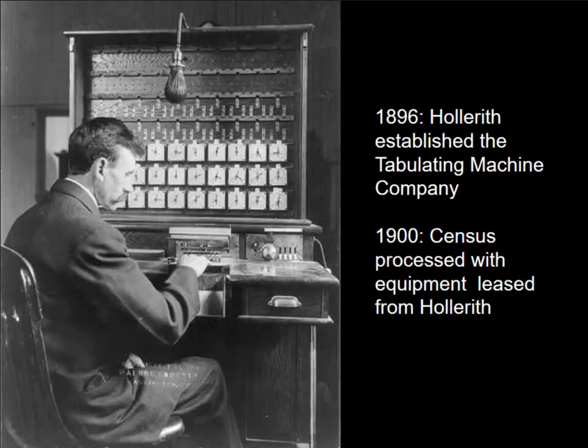It was highly successful in 1890. In 1896, Hollerith established a company, the Tabulating Machine Company. In 1900, the census was processed with equipment that was rented from Hollerith. It was extremely expensive. It worked out to something like $500,000 rental, which was a lot of money in those days.